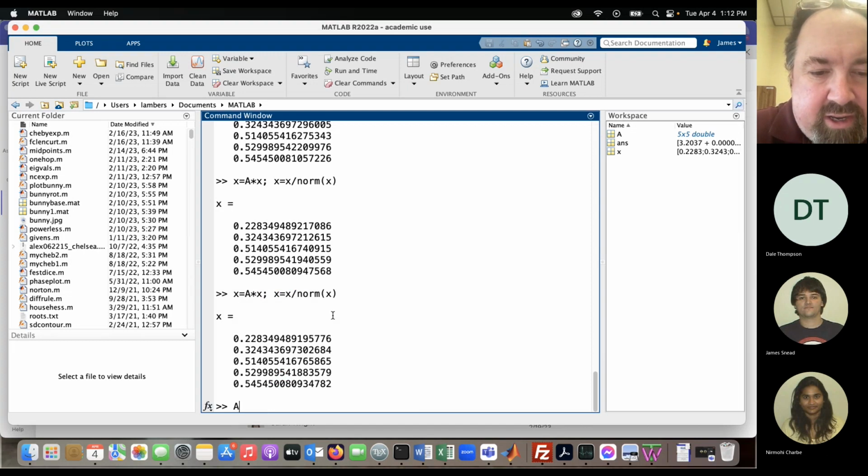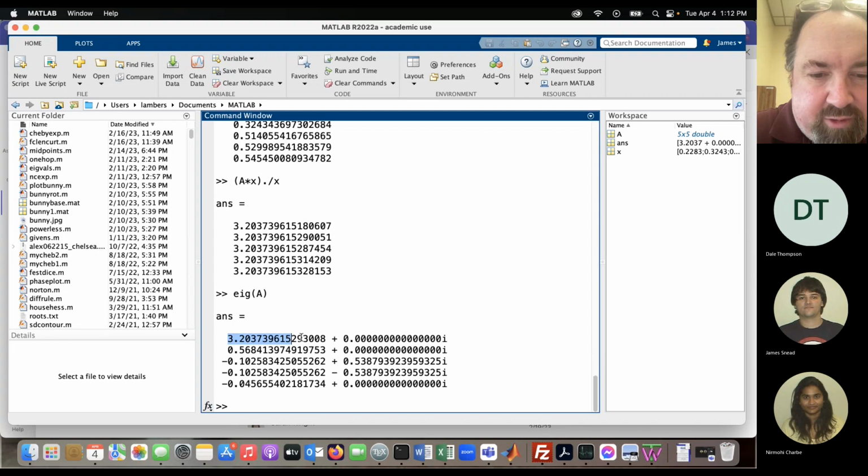Now if I take A times x and divide it component-wise by x, we see that the values are all about the same. And sure enough, if we look at the eigenvalues again, we see that the ratio of the entries of A times x to those of x is essentially that largest eigenvalue. So here, the power method, after not too many iterations, managed to give me a vector that is an eigenvector of A corresponding to the largest eigenvalue.